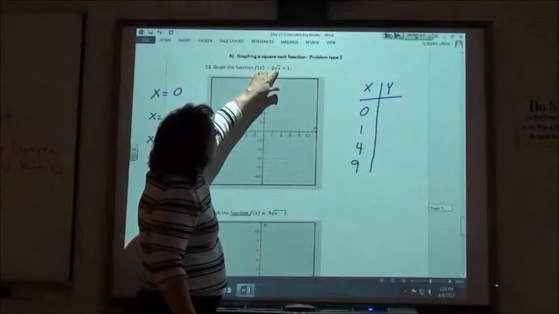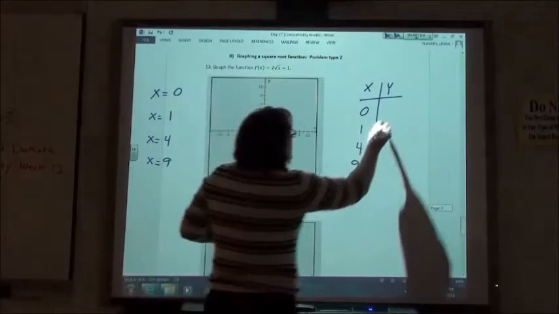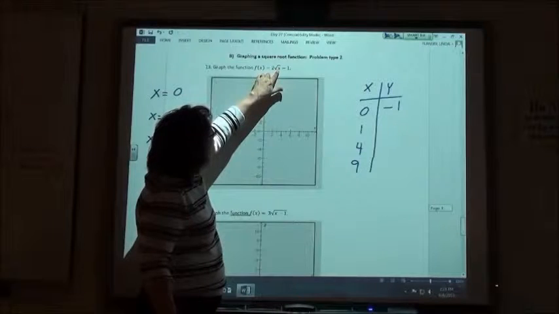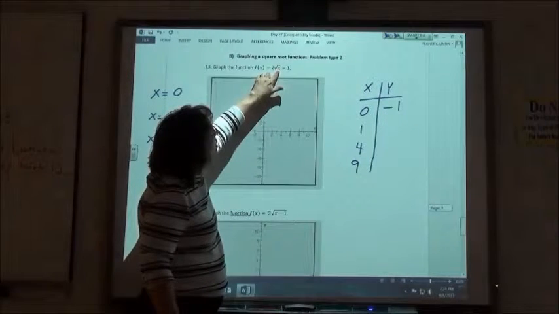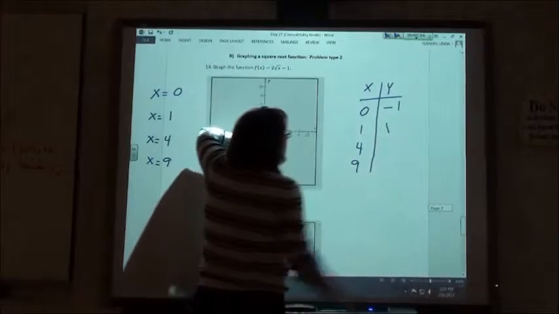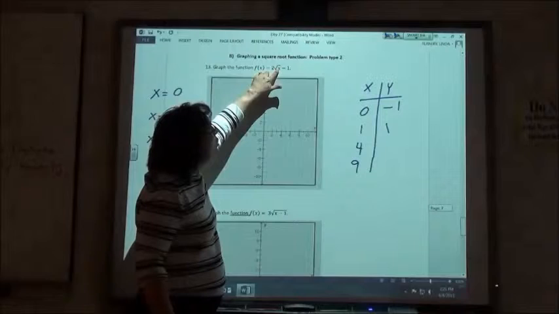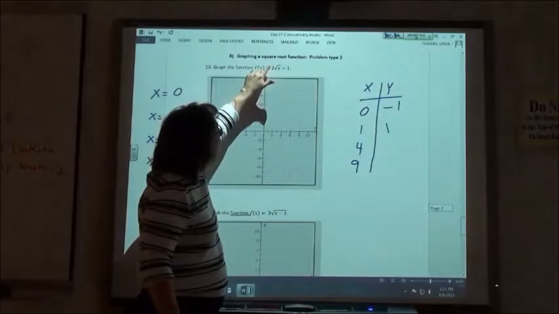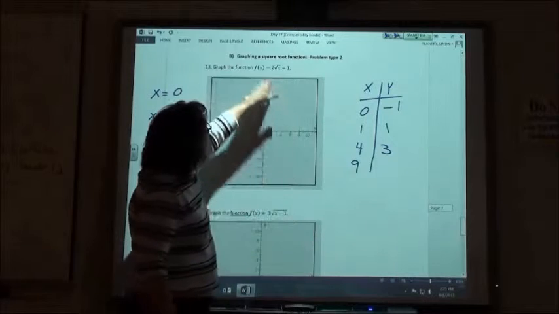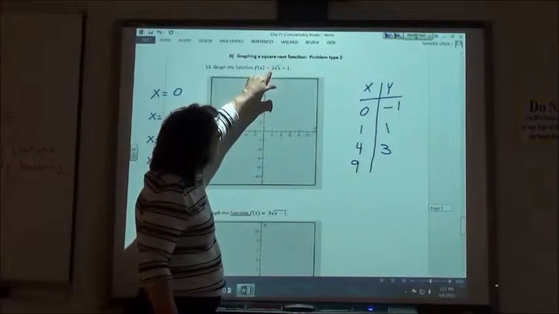Square root of 0 is 0. 0 times 2 is 0. 0 minus 1 is minus 1. Putting the 1 in there. Square root of 1 is 1. 1 times 2 is 2. 2 minus 1 is 1. Putting a 4 in there. The square root of 4 is 2. 2 times 2 is 4. 4 minus 1, 3. Putting the 9 in there. Square root of 9 is 3. 3 times 2 is 6.